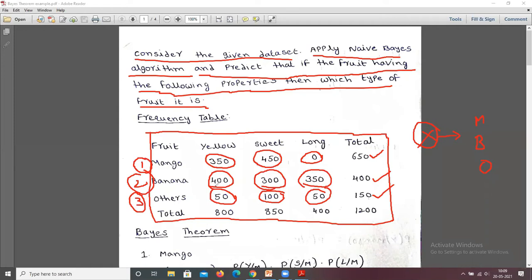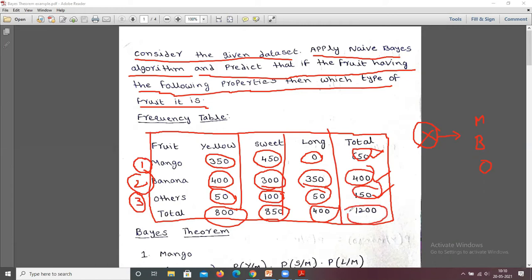Now these are the totals. Total yellow color fruits are 800. Total sweet is 850 and the long is 400. So these are the totals of yellow, sweet and long. And these are the totals of categories: mango 650, banana 400, others 150. So this is the total fruits value. Now we are going to predict based on the Naive Bayes algorithm.